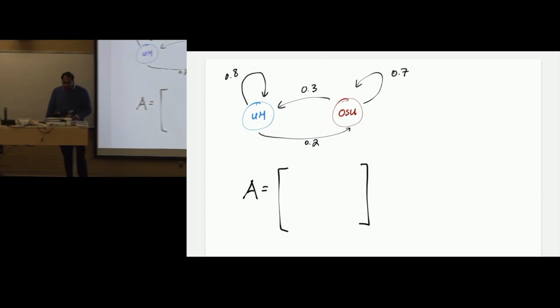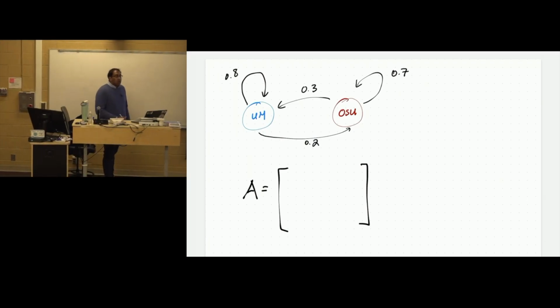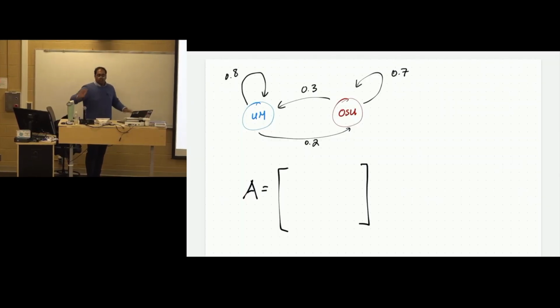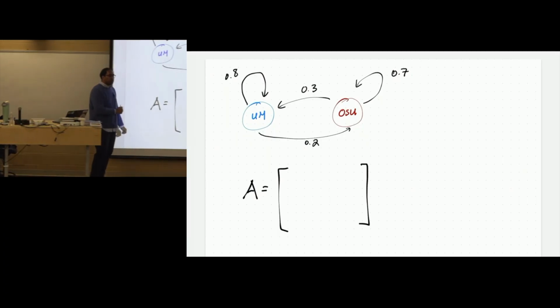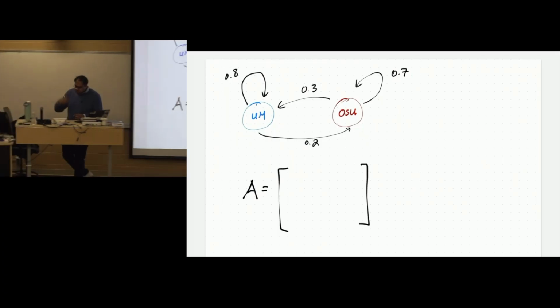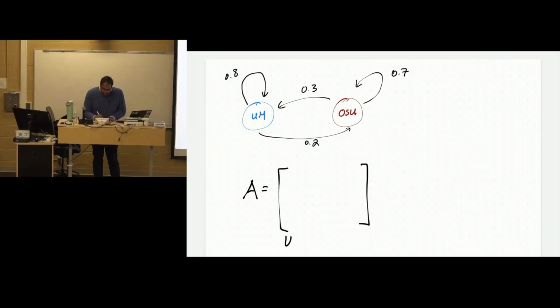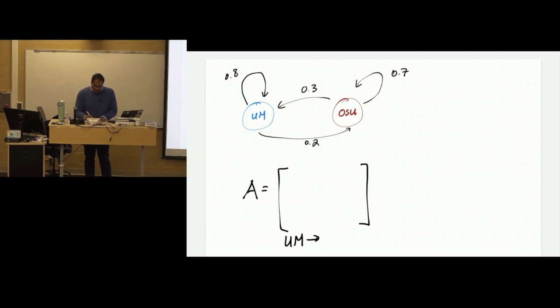And in an adjacency matrix, each column, at least for our adjacency matrices, is going to describe the movement out of a node. That is, the first column will be Michigan to what? And the second column will be Ohio State to what? And the rows will represent the inputs to a node. So this first row will be into Michigan, and the second row will be into Ohio State.